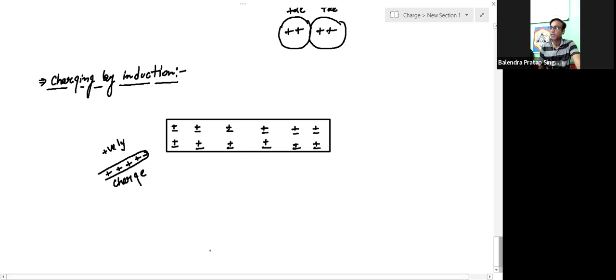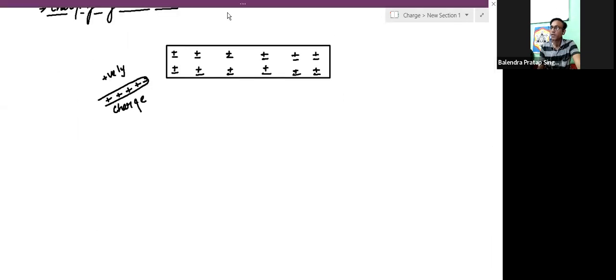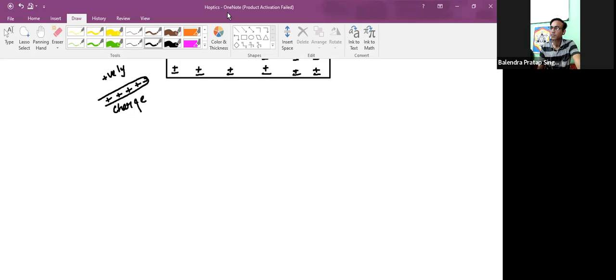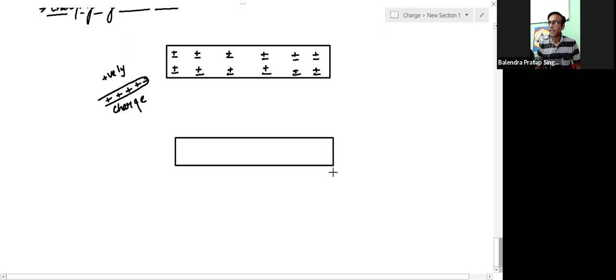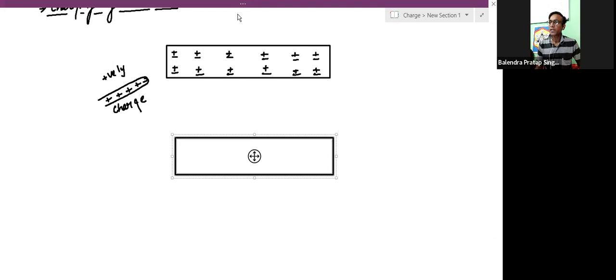So what happens when I bring this positively charged rod near to this conductor which is neutral? Due to this positive charge, as I told you, positive always attracts negative charge. So the negative charges will appear at one end. Let me draw another diagram so that I can clearly show you what happens in this case.